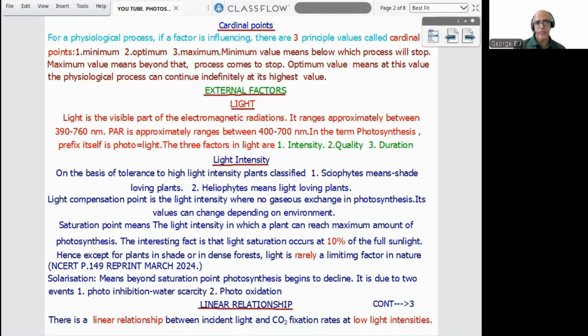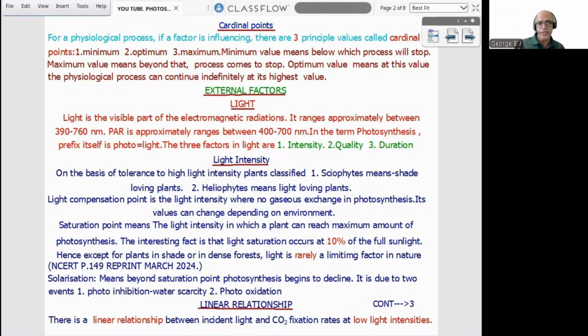That is why a famous statement is: except for plants in shade or in dense forest, light is rarely a limiting factor in nature. Suppose a big canopy, meaning the leaf part covering the upper part of the plant. This way light cannot be there, only then does light become limiting. And this line is given in NCERT page number 149, reprint March 24 edition.